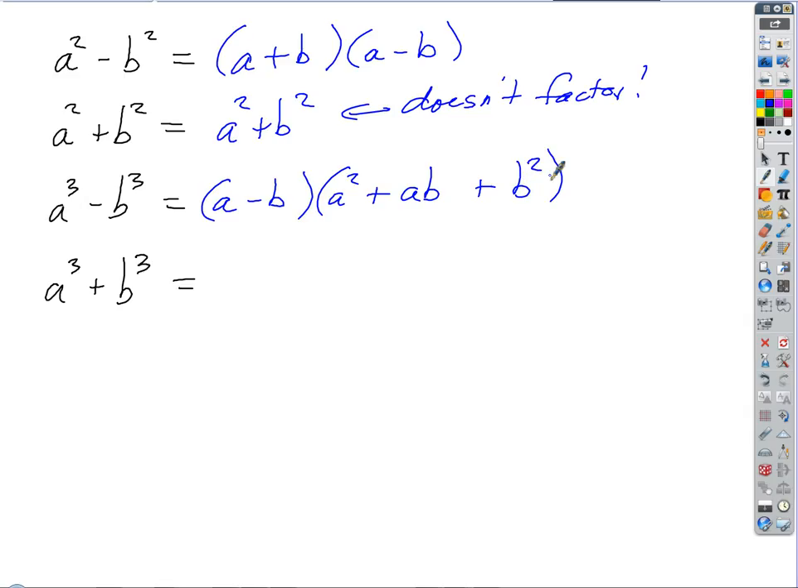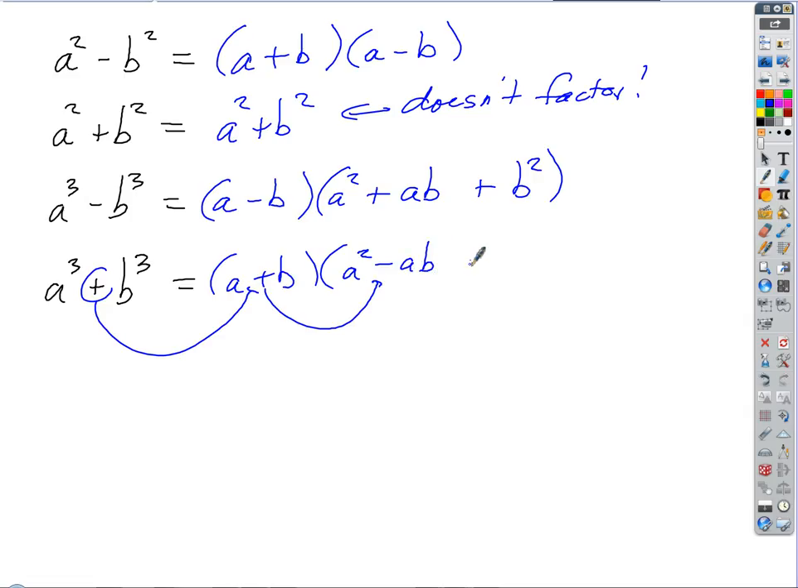Good. Sum of cubes. What do you think, Mallory? How about that one? Good. Right, remember, this one is going to match that guy, but then the next one's going to be minus. Good. And then plus b squared. Very good. Okay, we got them.